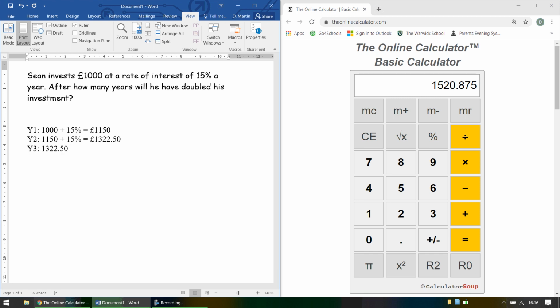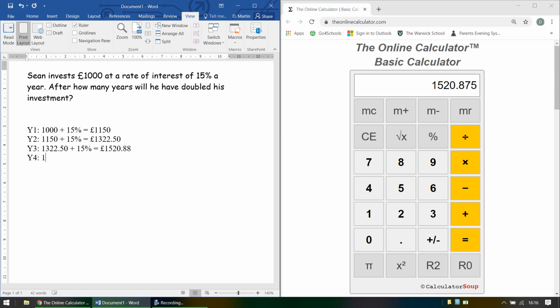In year three, same thing, multiply it by 1.15. £1,322.50, add 15%, gives me £1,520.88. Notice that I've rounded to 2 decimal places. I'm working with money. You wouldn't have a situation where your bank account would have half a penny in it. So I'm rounding up because it's 5 or above.